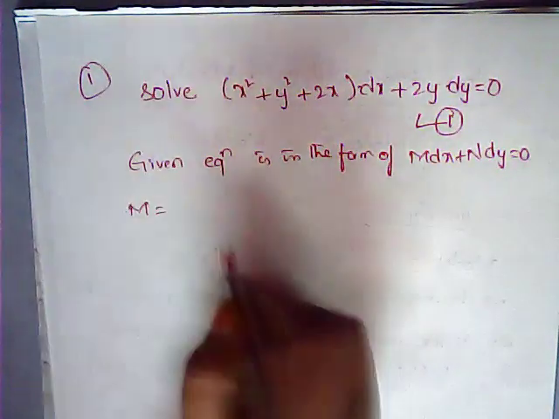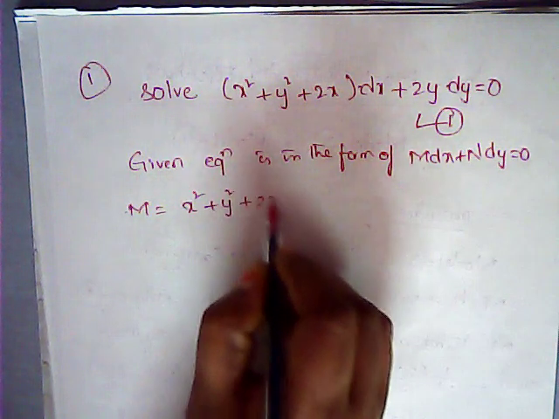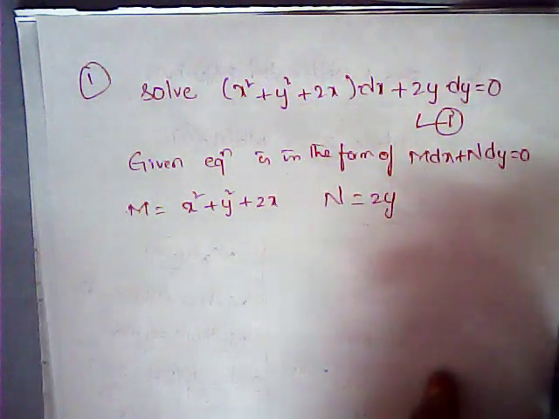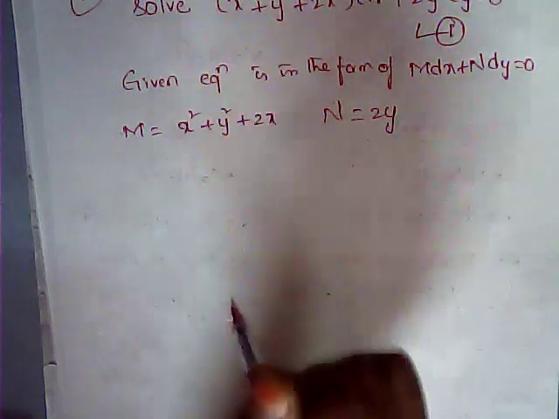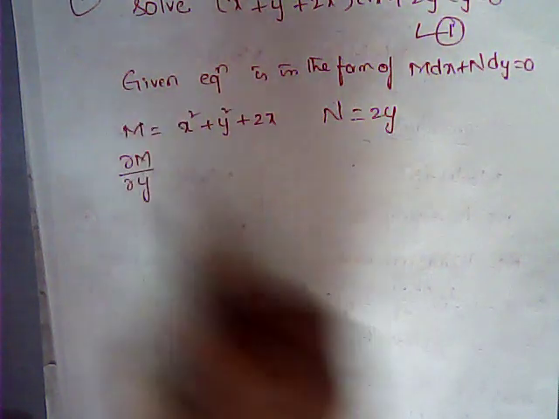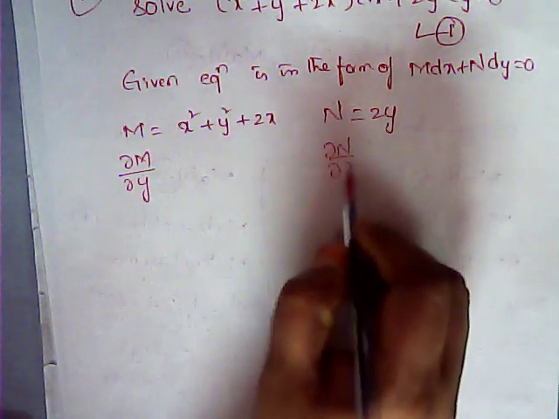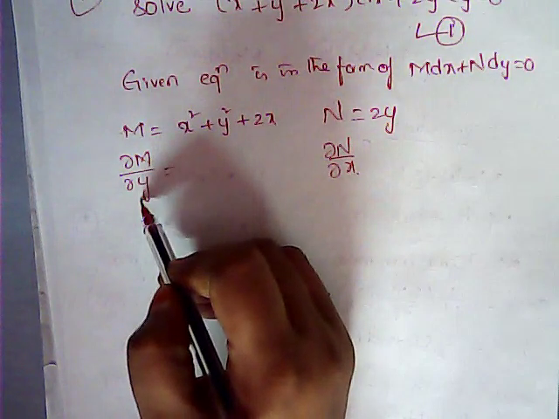So let us go with the m terms. What are the m terms here? x square plus y square plus 2x. And what are the n terms? 2y. After taking the m and n terms, first you need to check whether it is exact or non-exact. For that, you will go with the partial differentiation of m with respect to y and the partial differentiation of n with respect to x.